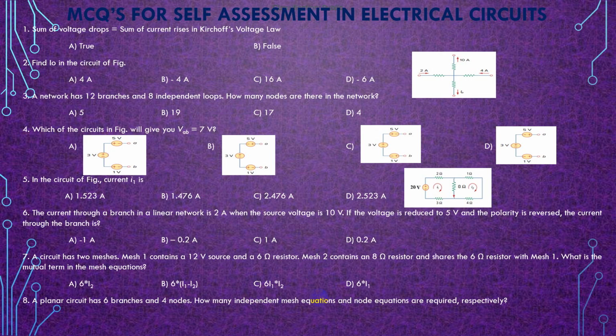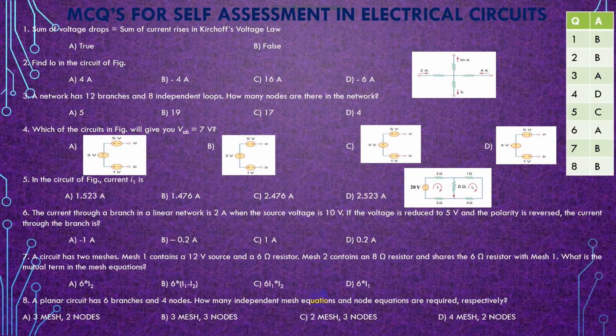3. If number of nodes are 4, how many node equations? 3, because minus 1. So 4 minus 1, 3. So 3 loops and 3 node equations, node equations we are telling. So which one is it? Yes, 3 mesh and 3 node equations we need. So answer is B, 3 mesh and 3 nodes.